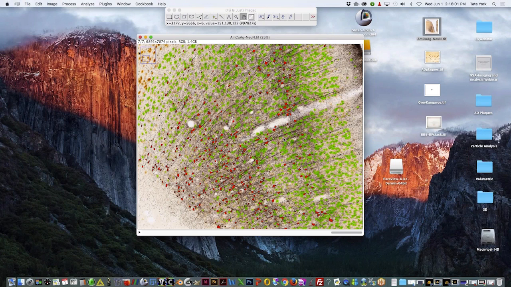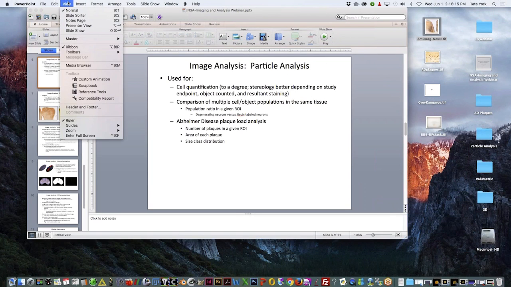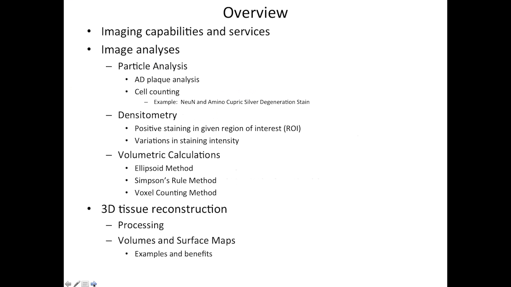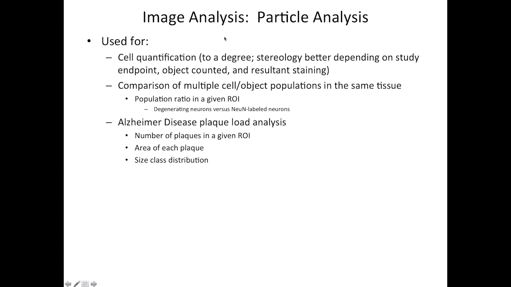Okay, so the next example I want to show you is along the same lines, but it's a little bit more specific. It's looking at Alzheimer's disease plaque loads. And for this specific example, we'll be looking at a mouse sagittal cortex. So what this analysis is going to give you is the number of plaques in a given region of interest. You can determine the area of each plaque, and you can also determine a size class distribution from very small plaques to large plaques.